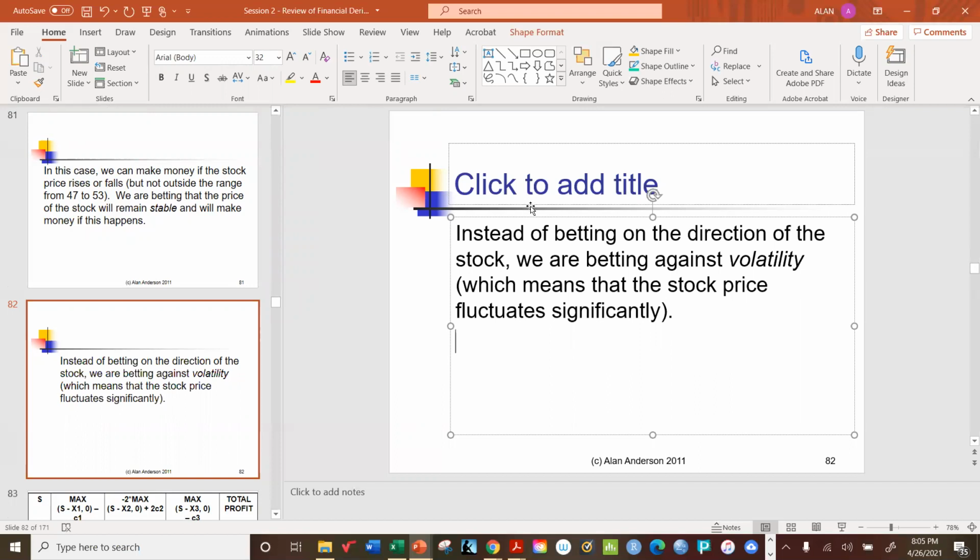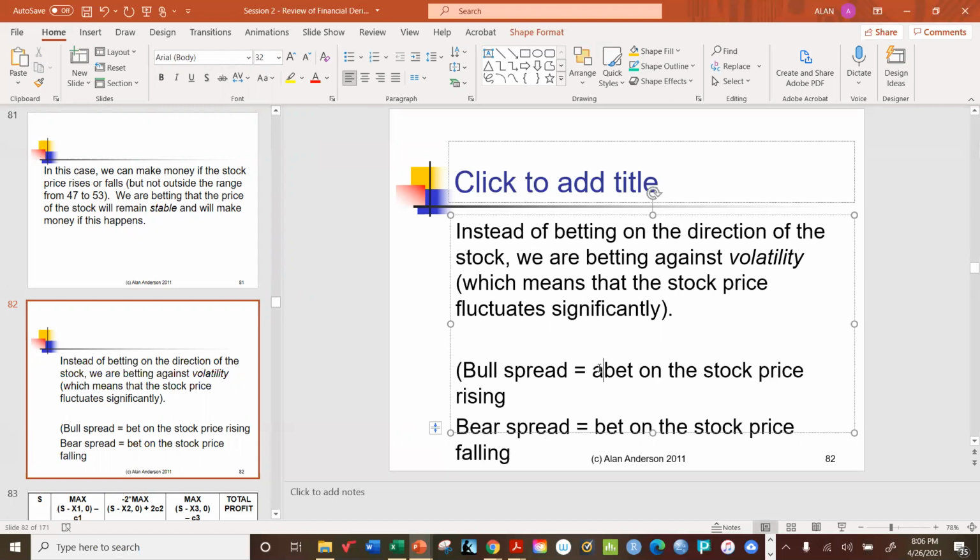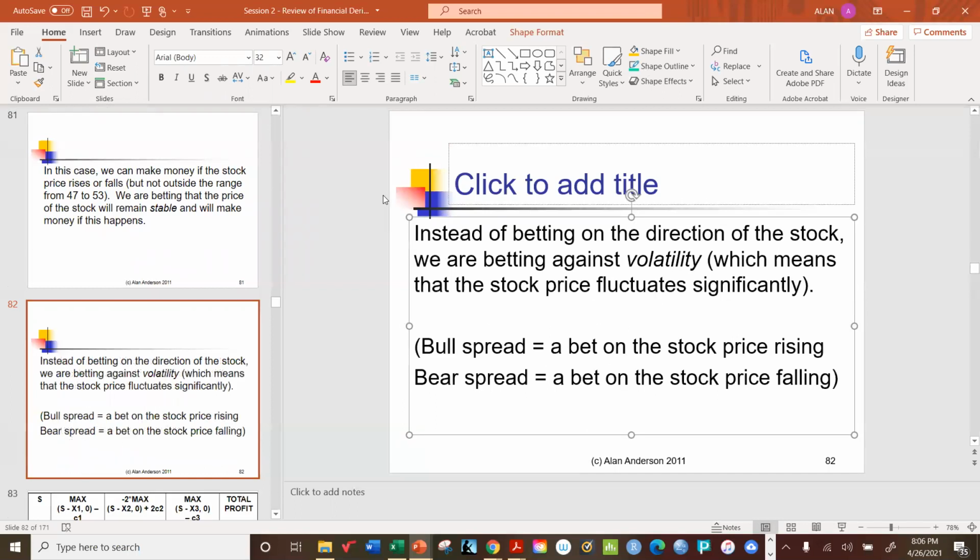Okay, so now, of course, as a reminder, a bull spread equals a bet on the price rising. A bear spread means a bet on the stock price falling. Here, we're not doing either one of those things. We're saying we do not think that the stock price will be volatile during the lifetime of the options. So this is something new. We haven't seen this before.